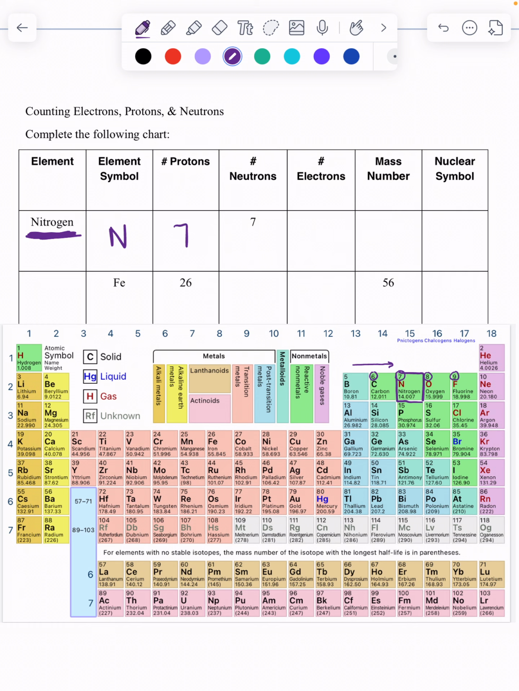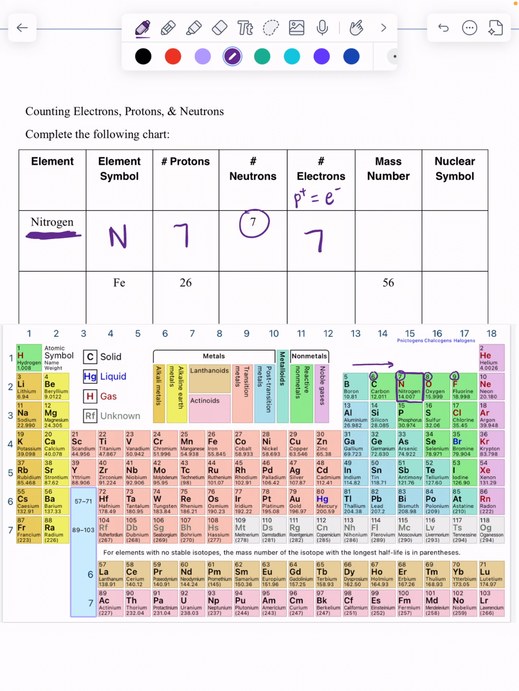In this example, nitrogen also has 7 neutrons, and they already give that to us, which is great. Then we come to the electrons, and we ask, how many electrons do we have? Well, I will tell you that protons equal electrons. So we're going to have the same number of electrons as we do protons, at least on our uncharged elements. In this case, we're also going to have 7 electrons.